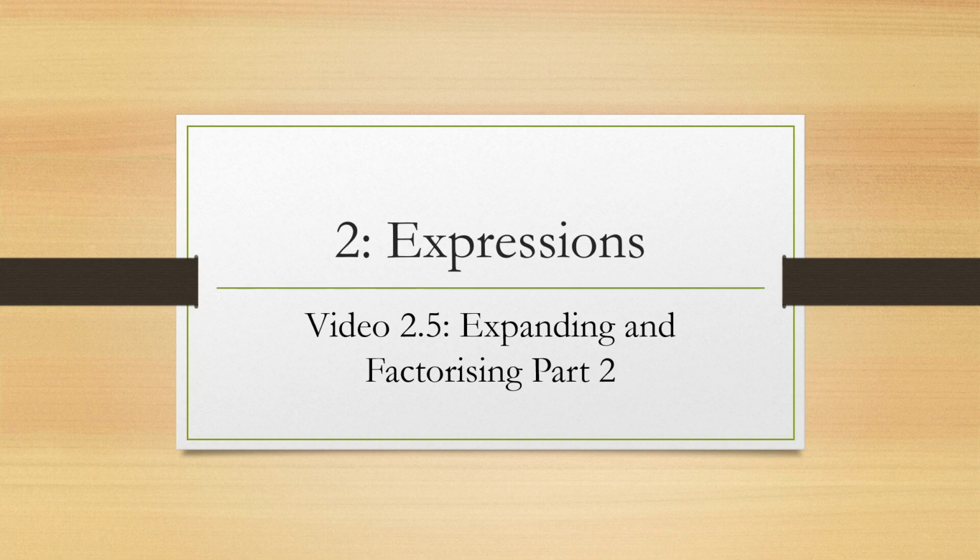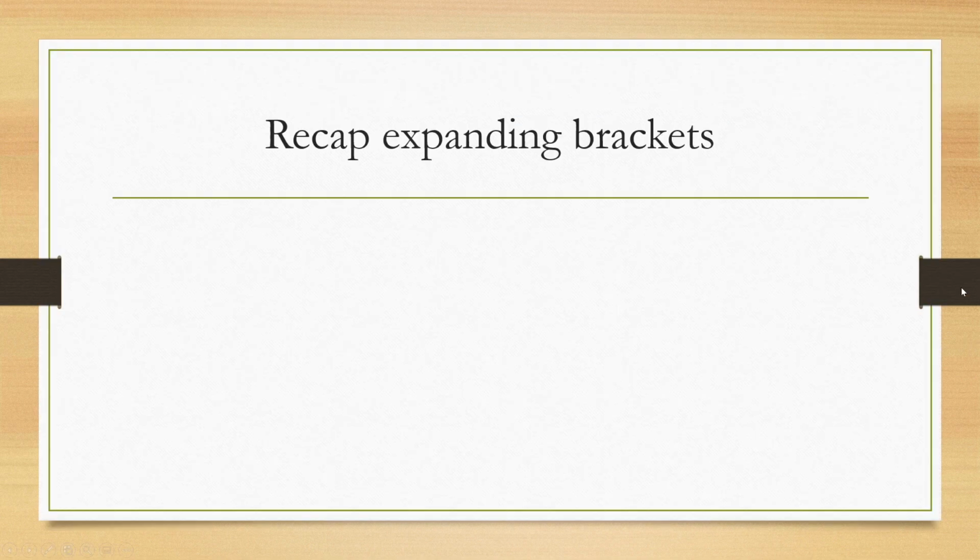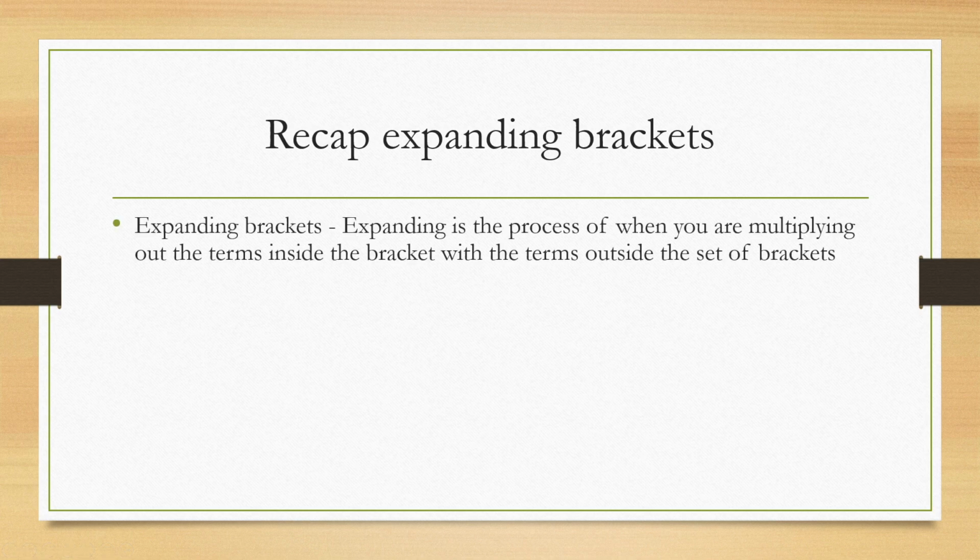First of all, before we do anything, we're going to do a small recap on the steps for expanding out the brackets. So here's a recap. Expanding out the bracket is when you're multiplying out the terms inside the brackets with the terms outside of the set of brackets. The first thing you need to do is start from the left-hand side. Same as if you were reading a book, you always start from the left-hand side.